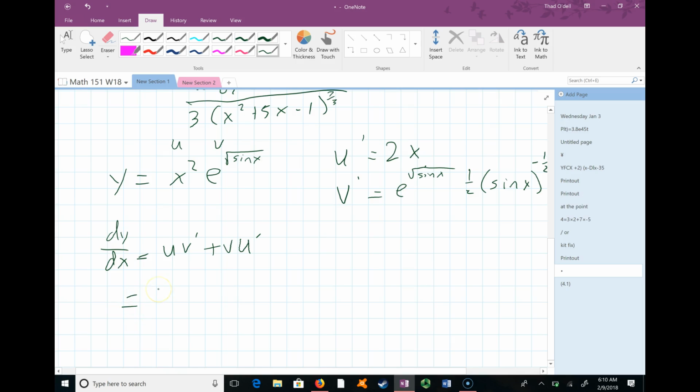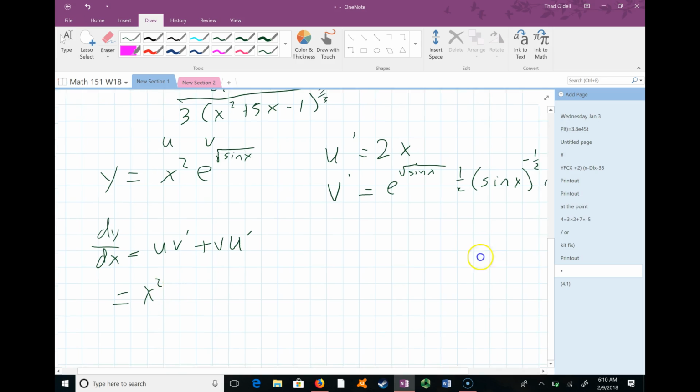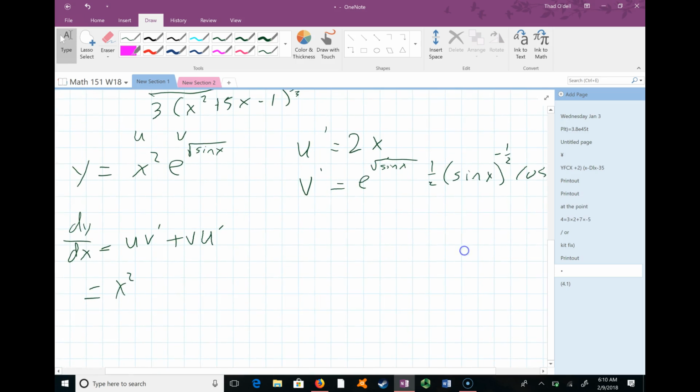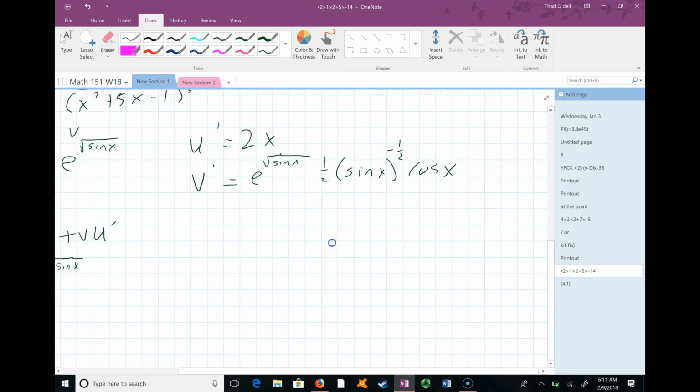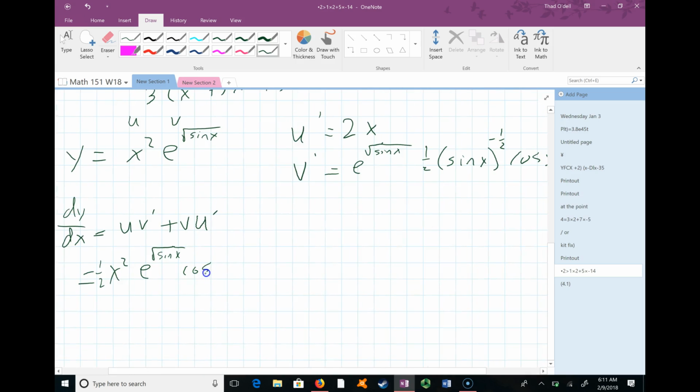Okay, so dy/dx, we need u v prime plus v u prime. So u is x squared, and v prime is all of that stuff. Let's see, consolidate it along. I'll probably put the 1/2 out front, and then the e to the square root of sine x times cosine x, and then put all that underneath that. I'd put the square root of sine x, because the negative 1/2 would mean put on the bottom, and the 1/2 would be square root.